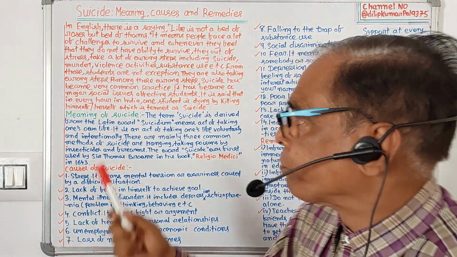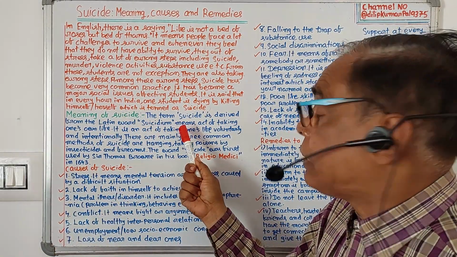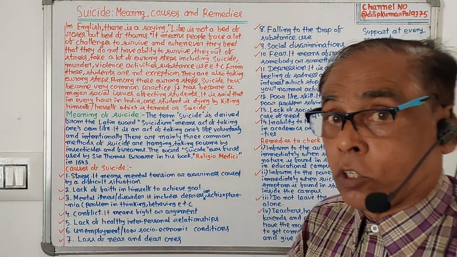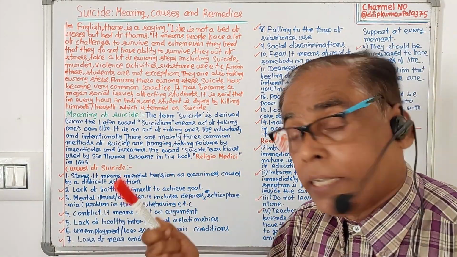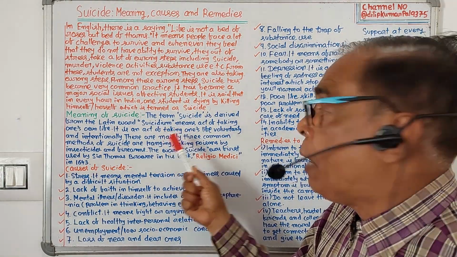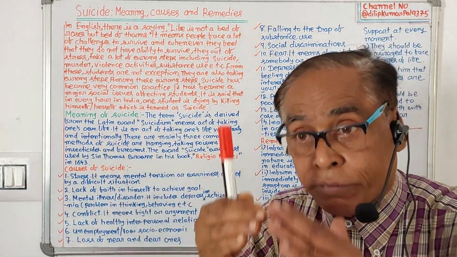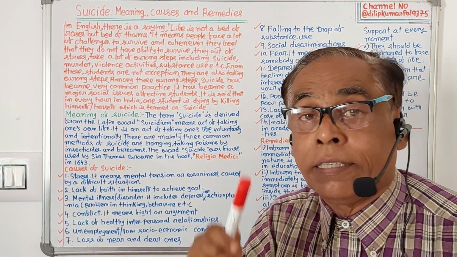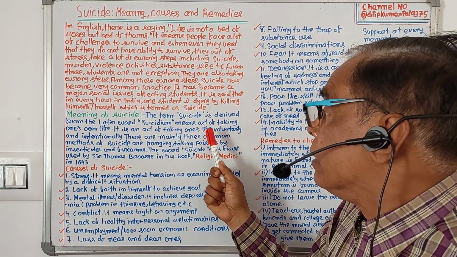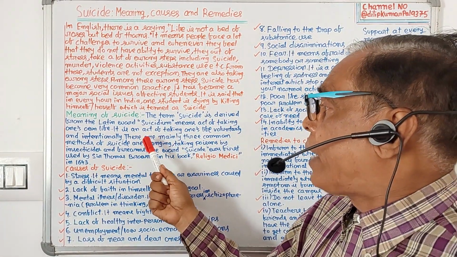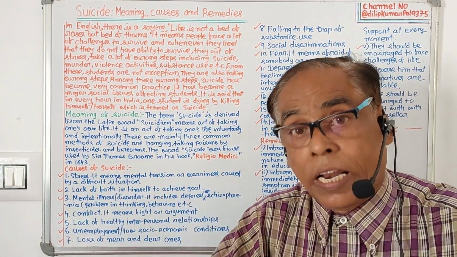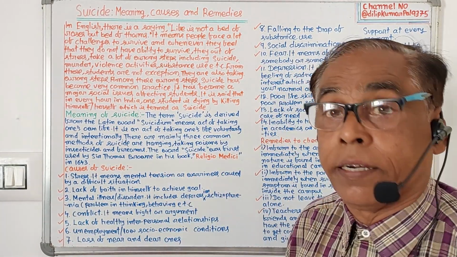Let us discuss what is suicide. Meaning of suicide. The term suicide has been derived from the Latin word suicidum, S-U-I-C-I-D-I-U-M, which means act of taking one's own life. It is an act of taking one's own life voluntarily and knowingly or intentionally.